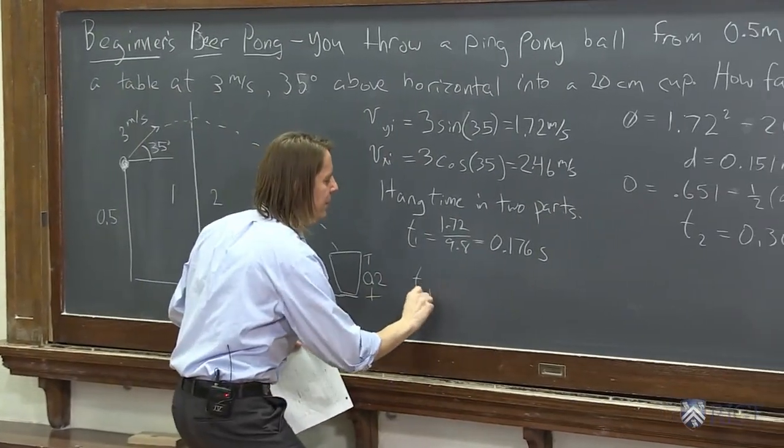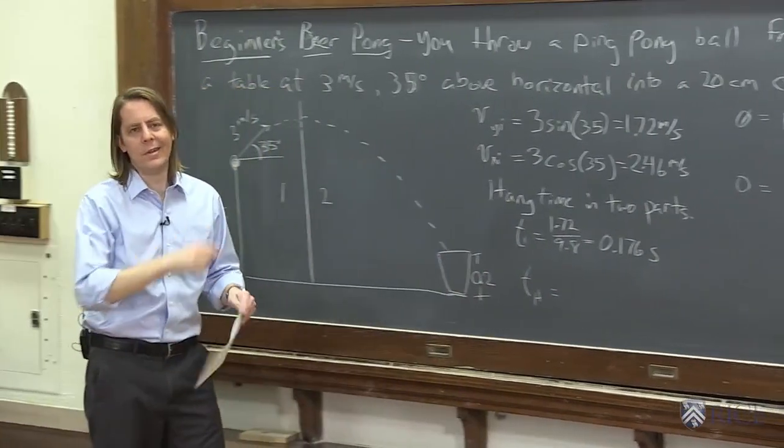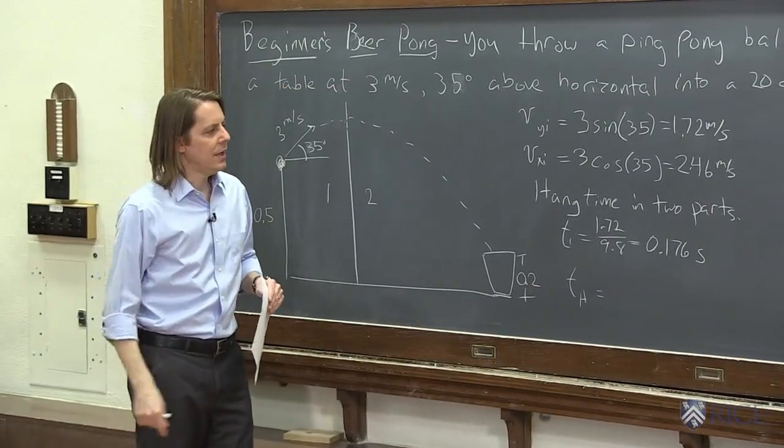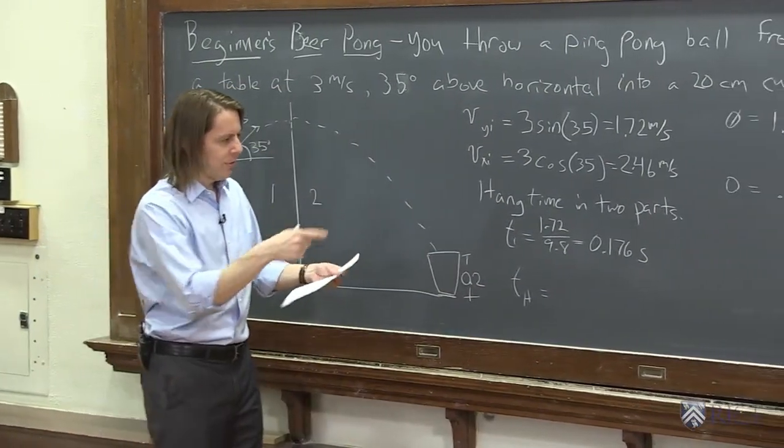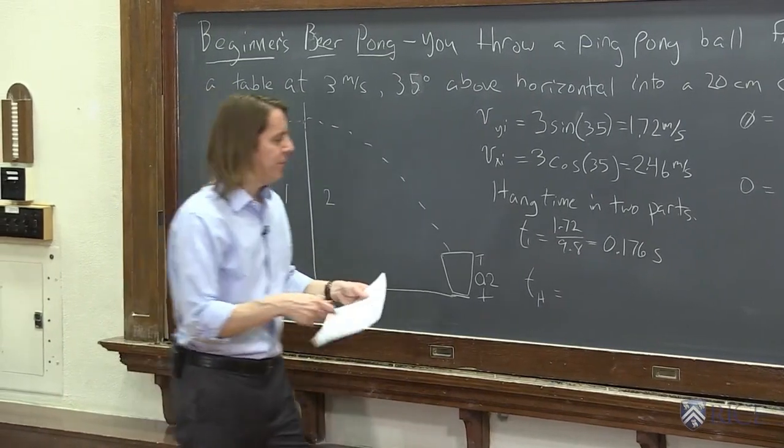So the time for the whole thing, T1 plus T2, we call the hang time. We've basically solved for the hang time for this uneven trajectory. It's just the sum of those two, 0.176 and 0.3034, about 0.479 seconds.